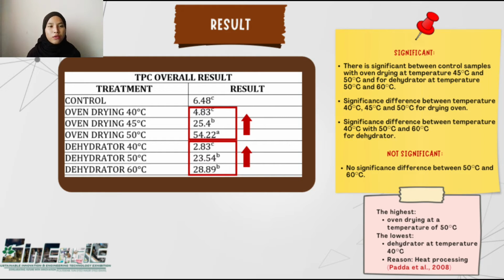For a temperature of 40 degrees Celsius, there is a significant difference with a temperature of 50 degrees Celsius. While for a temperature of 50 degrees Celsius, there is no significant difference with a temperature of 60 degrees Celsius. The most ideal temperature for drying sweet potato peel is 50 degrees Celsius using oven drying. This is because at this temperature, it shows a significant difference with different temperatures and methods. This shows that the rate of increase seems to depend on different temperature and method.